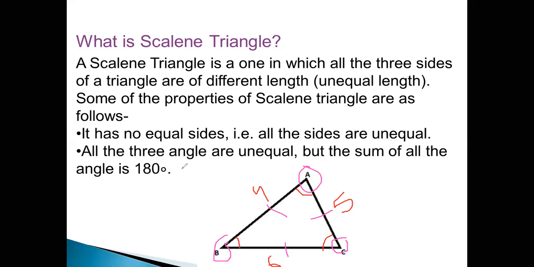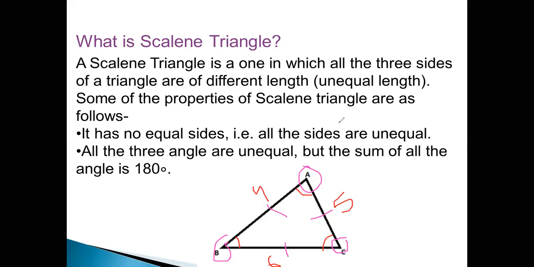Some properties of the scalene triangle are given here. The first property is that it has no equal side; all the sides are unequal. That belongs to the definition. So the first property of the scalene triangle is that all the sides must be unequal, that is, no side will be equal.